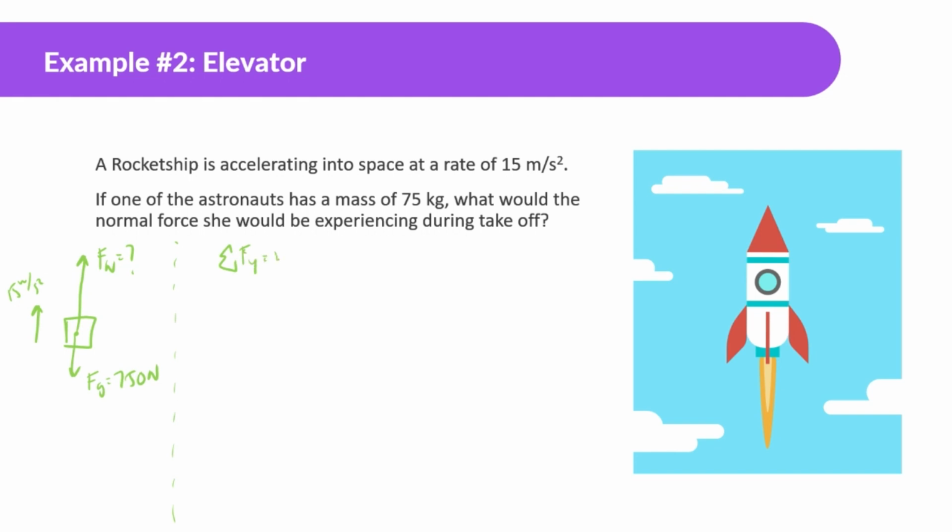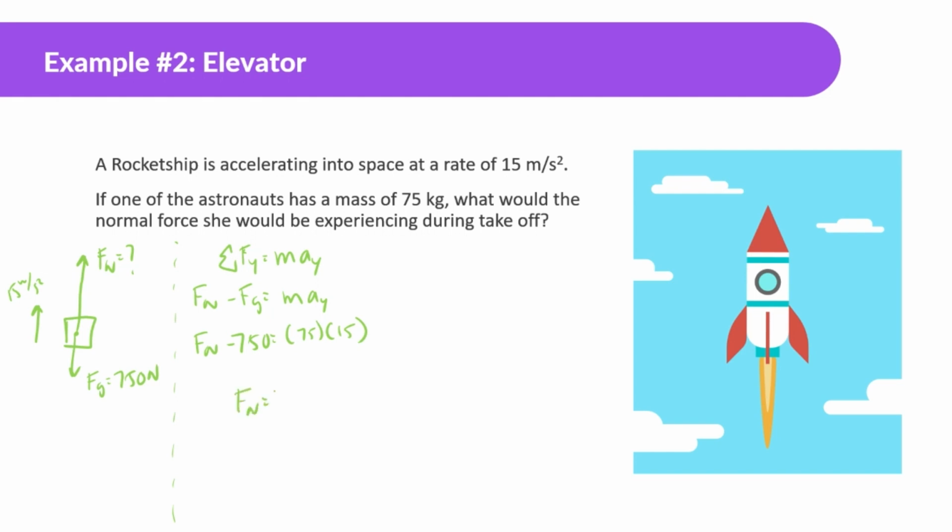Especially if you're able to do the last one or understand the last one, this should be fine. But we have force normal going up, force of gravity going down, mass of the astronaut, and the acceleration of the astronaut. Don't know the normal force. We do know force of gravity is 750. We do know the astronaut is 75 kilograms, and we do know he's accelerating up 15 meters per second squared.